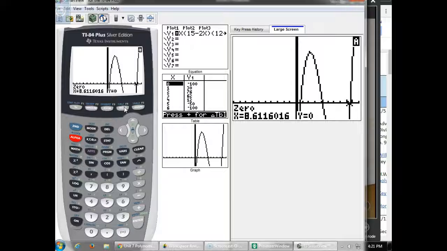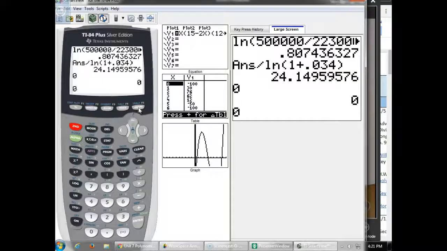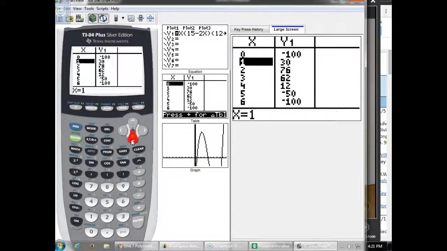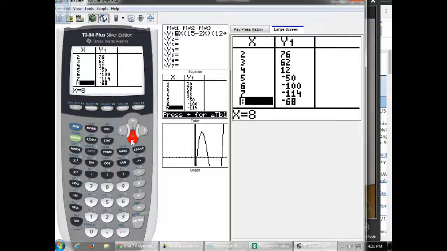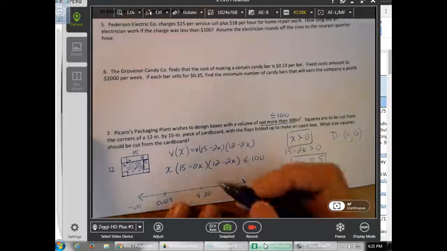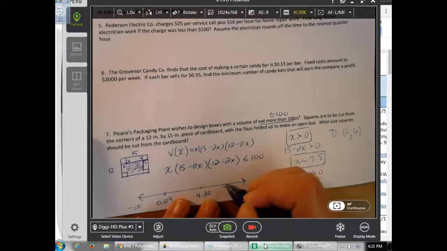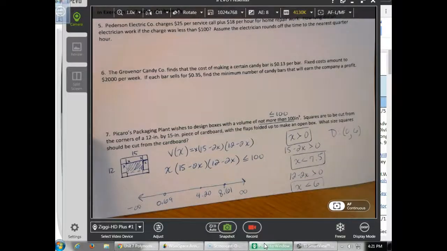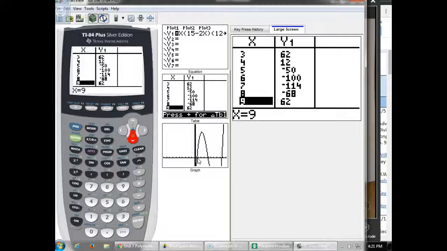So second, I'll just look at my data table so I can kind of see. Okay, yes, it does cross between 8 and 9, and it's going to be 8.61. So go back, and I just want to make sure you have all this down. So this is going to be right here, 8.61.